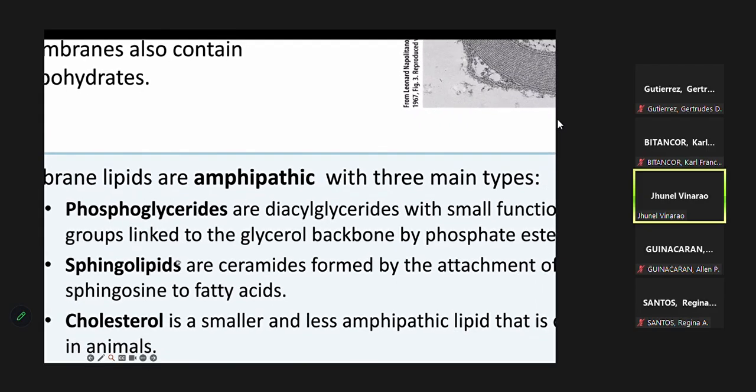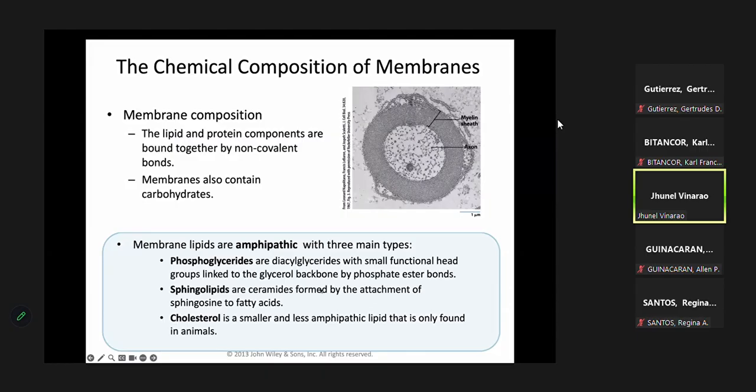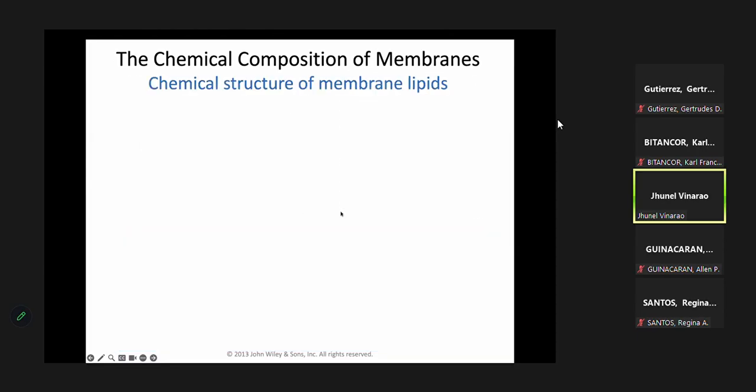So sphingolipids naman are ceramides formed by the attachment of sphingosine to fatty acids. We have ample examples for sphingolipids. And last is yung cholesterol. They are smaller and less amphipathic lipids that are only found in animals. But may mga nagki-claim na meron din daw cholesterol in plants, but some would say that it's not really cholesterol but cholesterol-like lang sila, because cholesterol is strictly found in animals.